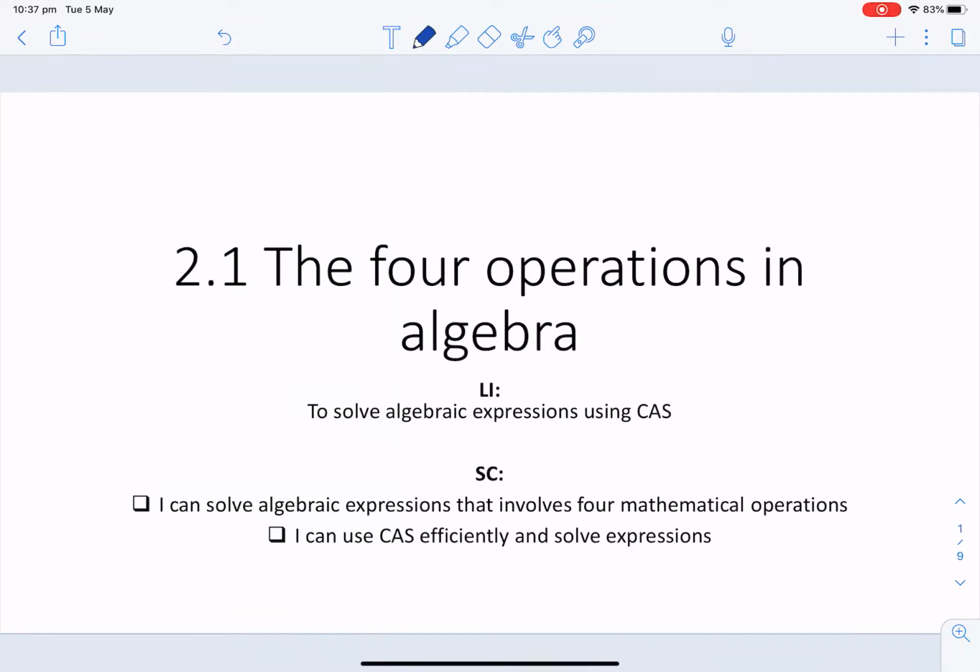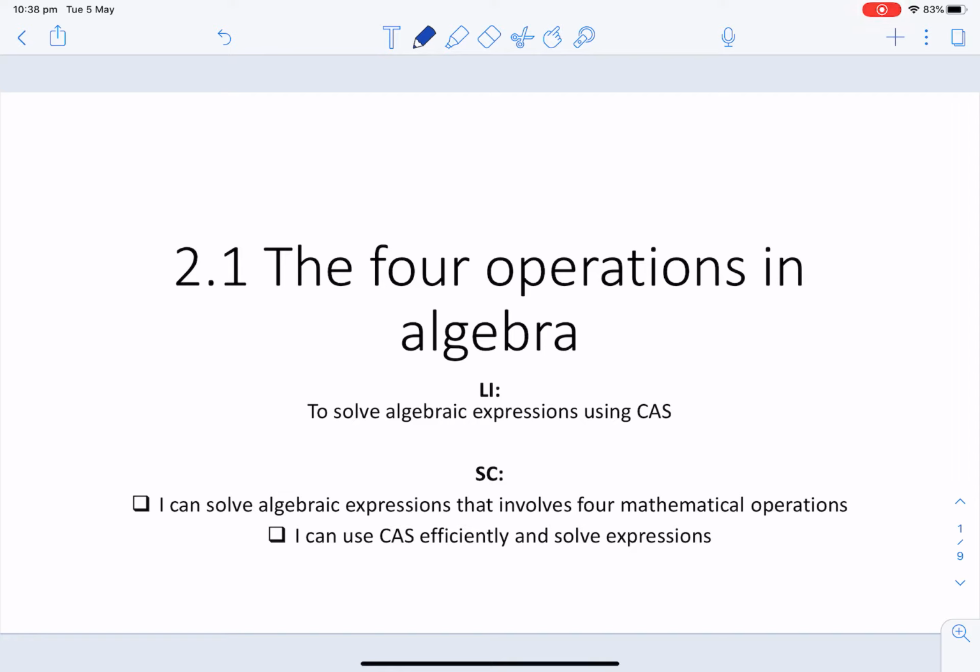2.1, the four operations in algebra. Our learning intention: to solve algebraic expressions using CAS. Our success criteria: I can solve algebraic expressions that involve four mathematical operations. I can use CAS efficiently and solve expressions.